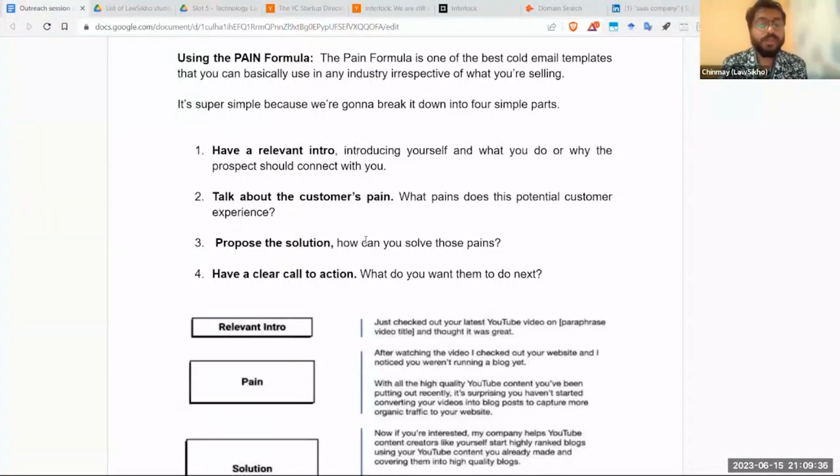So you propose the solution. How can you solve those pain points? Then you have a clear call to action. What do you want them to do next, right?